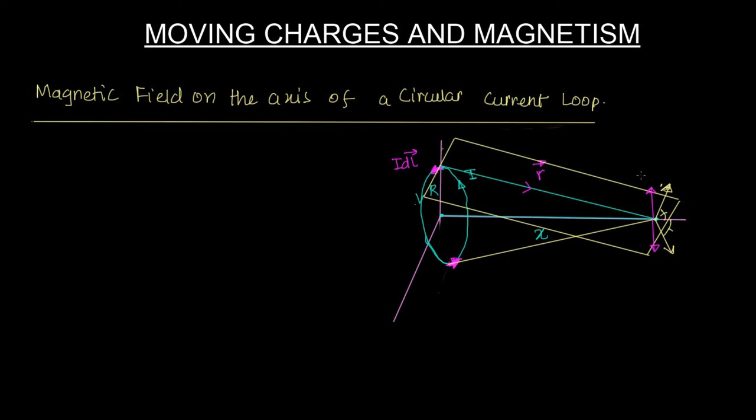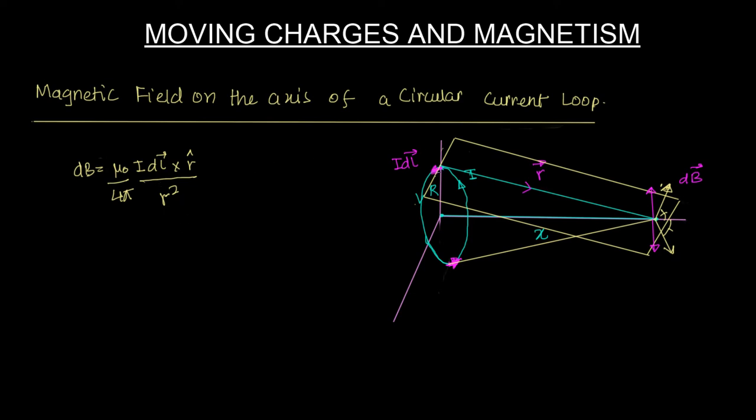So let us try to write the expression for dB here. dB is IDL cross R cap. I should have given some space for mu naught upon 4 pi as well. So dB is mu naught upon 4 pi, IDL cross R upon R squared.